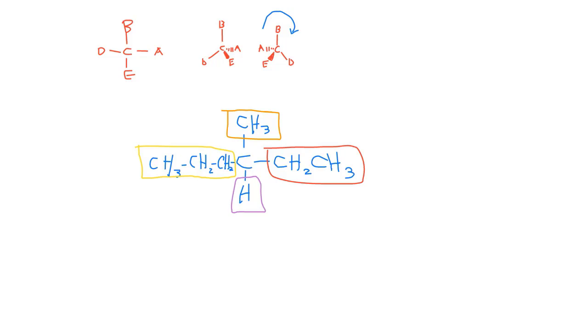Now, have you learned RS configuration, or do you not need to know that yet? No, we need to know that as well. We need to know E and Z and also R and S. Okay. So, with regards to R and S, what you need to do is manipulate the molecule so that the lowest priority group is in the back. So if you're given a three-dimensional molecule, have you learned about Fischer projections yet? Yeah, we started it a little bit.